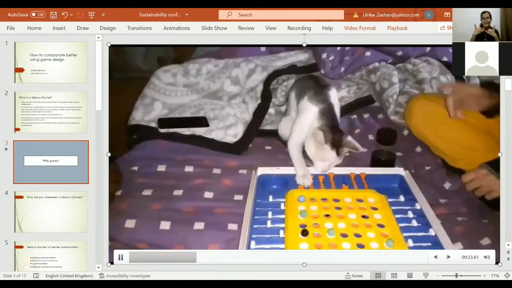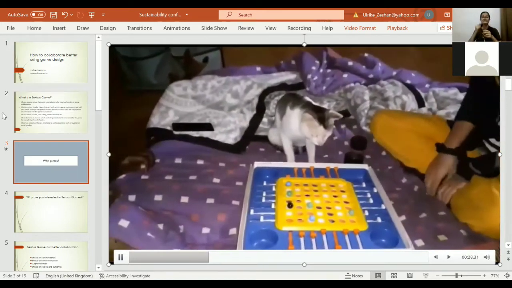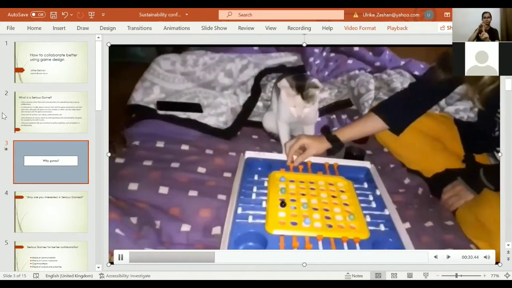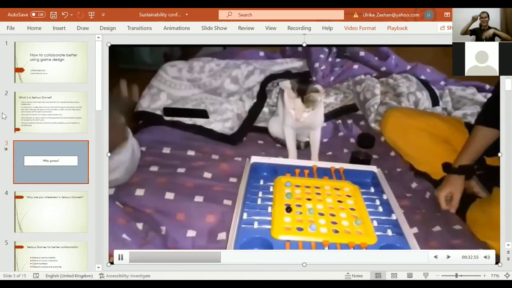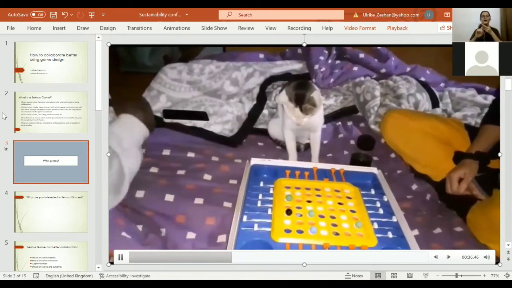Secondly, I've learned from my research that serious games have all kinds of positive effects, especially on very diverse groups. There are effects on the way people communicate and interact in a game setting.